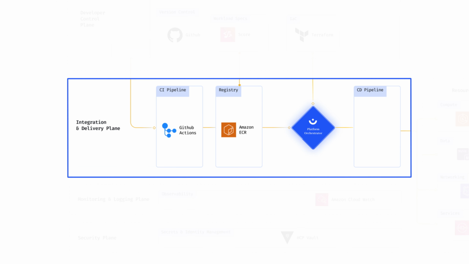The integration and delivery plane contains the flow of a request from the interface all the way through to the running application with all its configured resources. It includes CI pipelines, the platform orchestrator, maybe a dedicated CD system, and sometimes dedicated infrastructure control planes.